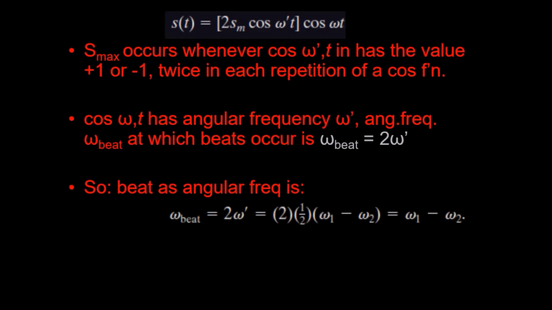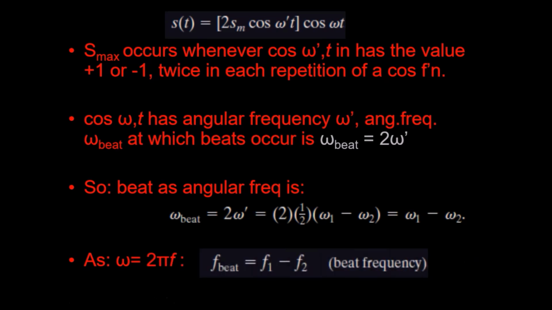So the beat in terms of an angular frequency becomes this, 2 omega prime, or 2 times 1/2 delta omega. But as omega equals 2 pi f, the frequency of our beat essentially boils down to being delta f. What is the difference in the frequencies between these two particular frequencies that are quoted? And all we're doing there, of course, with omega being 2 pi f, is converting from an angular frequency to a linear frequency, as we've seen before.